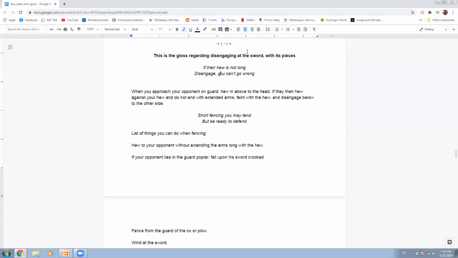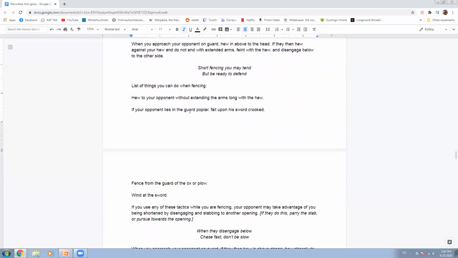Okay, so disengaging, which is what I translate Durchwechseln as, so change through. When you approach on guard, hew and above. If they hew against your hew and don't extend with it, then feint and disengage below to the other side. Fencing short.